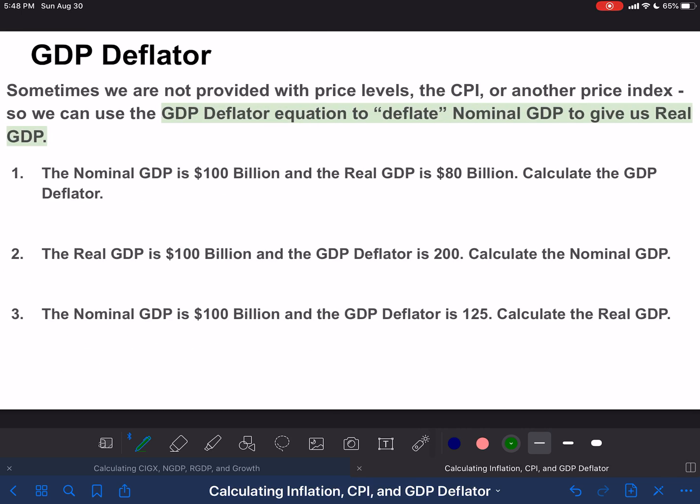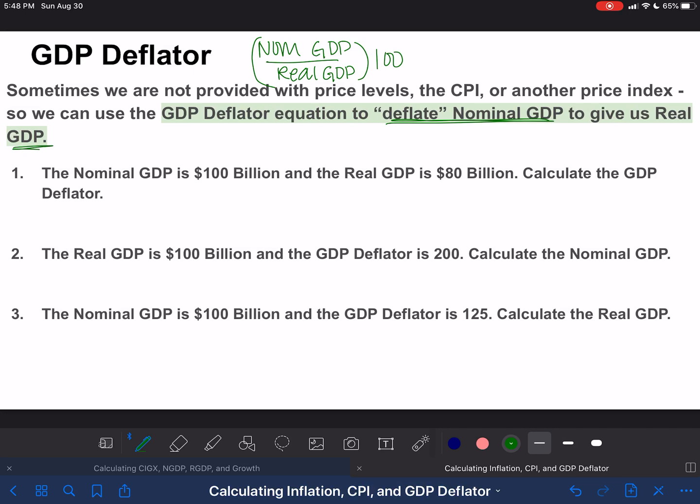Now, sometimes we're not provided with price levels, the CPI or another price index, but we still need to deflate nominal GDP to give us real GDP. So we use our GDP deflator equation. Our GDP deflator equation is nominal GDP over real GDP times 100. That's our GDP deflator equation.